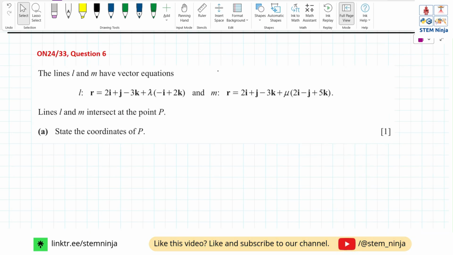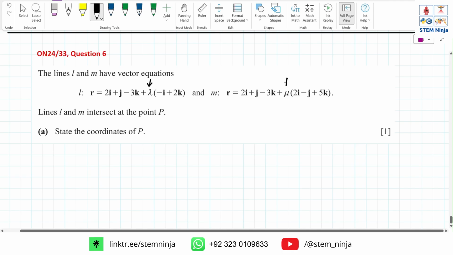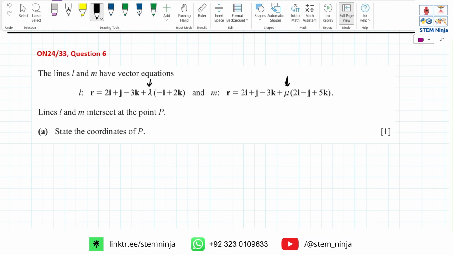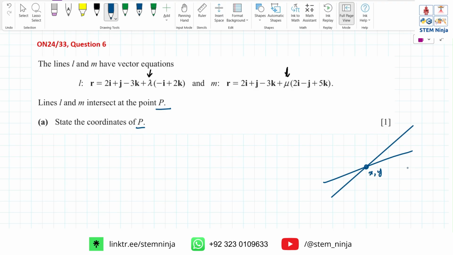Okay, so let's see. The lines L and M have vector equations given as these. As you can see, they have chosen different scalar coefficients, lambda and mu, just to differentiate them. Lines L and M intersect at point P. State the coordinates of P. Now, just like when we have straight lines, in simple Cartesian geometry, at the point where they intersect, the lines have a common point. That means that particular point lies on both of those lines.